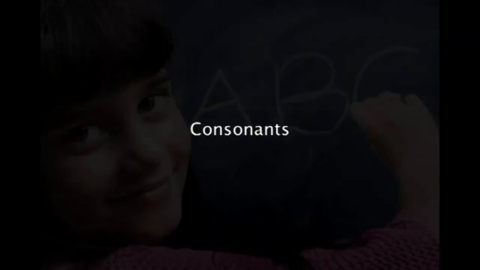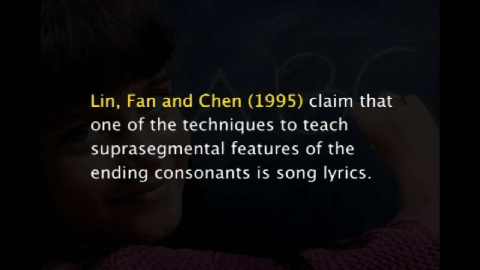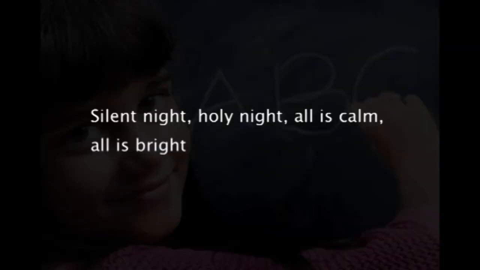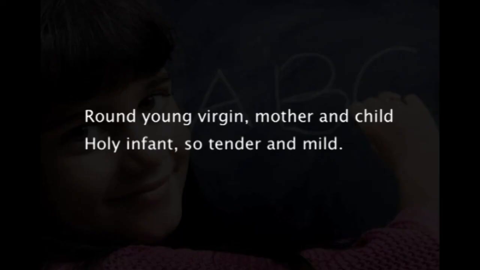Now we will consider consonants. Lin, Fan and Shen 1995 claim that one of the techniques to teach suprasegmental features of the ending consonants is song lyrics. Teachers can ask students to read some popular song lyrics aloud to practice final consonants. Silent night, holy night, all is calm, all is bright. In this particular line from a song highlights the sound T, the consonant T. Round young virgin, mother and child, holy infant, so tender and mild. So, between child and mild.